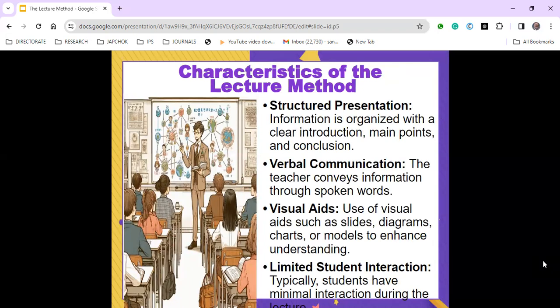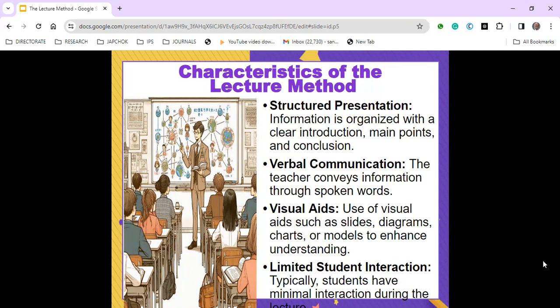First, structured presentation. One good basic characteristic of the lecture method is that the information is organized with a clear introduction, main points, and conclusion. Just verbal discussion anyway. And that leads to what the second characteristic is all about: verbal communication. Most of the time, the information is conveyed through spoken words. Sometimes the teacher uses visual aids, slides, diagrams, charts, models, but basically most of the time it is drawn on the board.